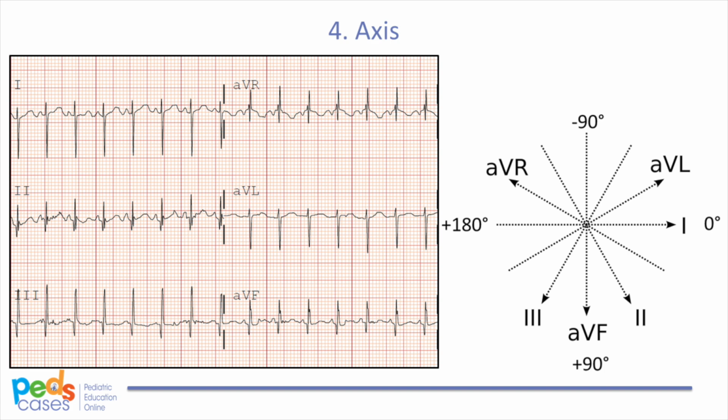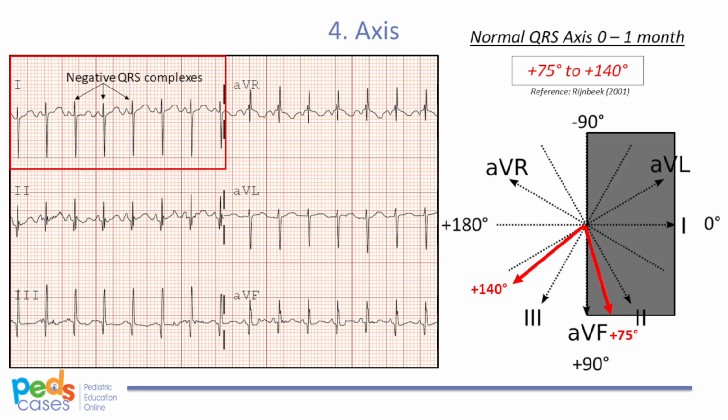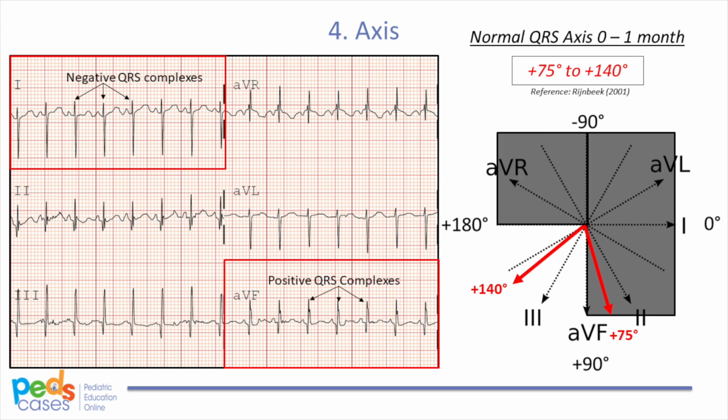Let's try this with our case. Our patient is 4 weeks old, so based on the Rinbeek norms for boys between 0 to 1 month old, the mean QRS axis should be between plus 75 and plus 140 degrees. First, we look at leads 1 and AVF to localize the axis to a quadrant. We see that lead 1 has negative QRS complexes and lead AVF has positive QRS complexes. Therefore, the QRS axis must fall between plus 90 and plus 180 degrees.